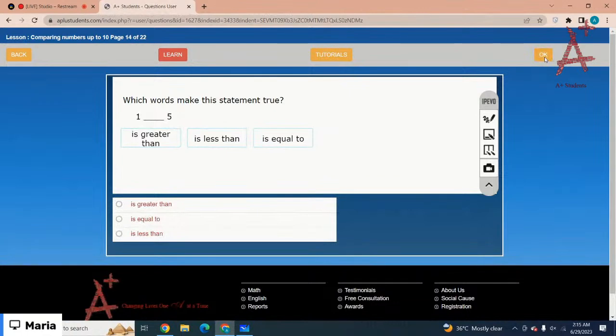Which words makes the statement true? 1 and 5. Which is the correct option? So when counting, 1 comes before 5. That means 1 is less than 5.